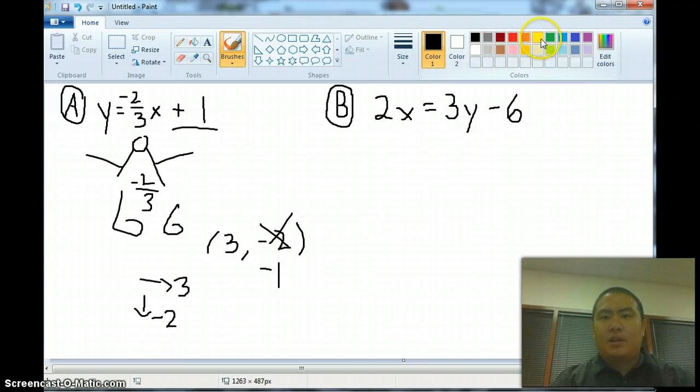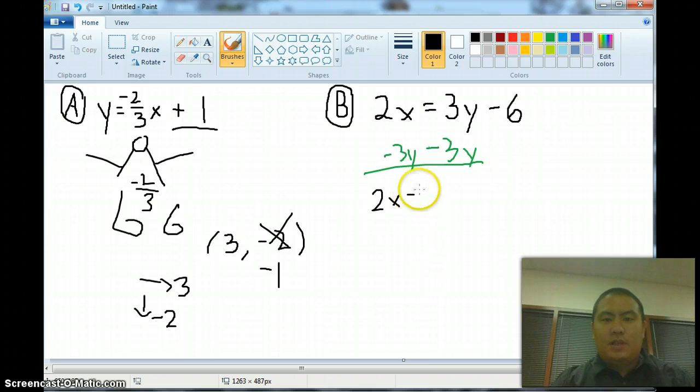So if I subtract 3y from both sides, that should give me this. 2x minus 3y is equal to -6. Alright, so this one is a lot easier.